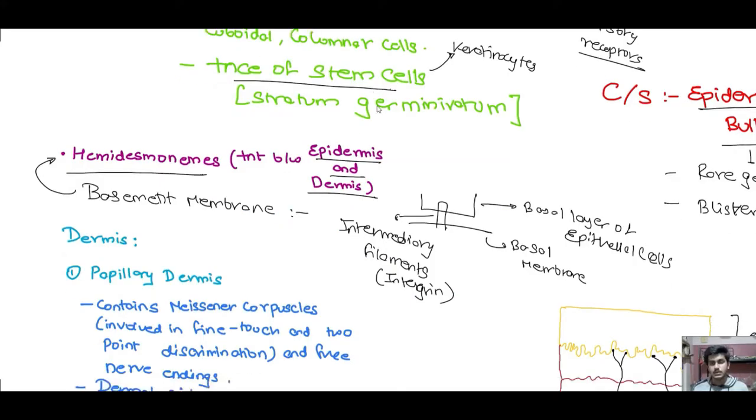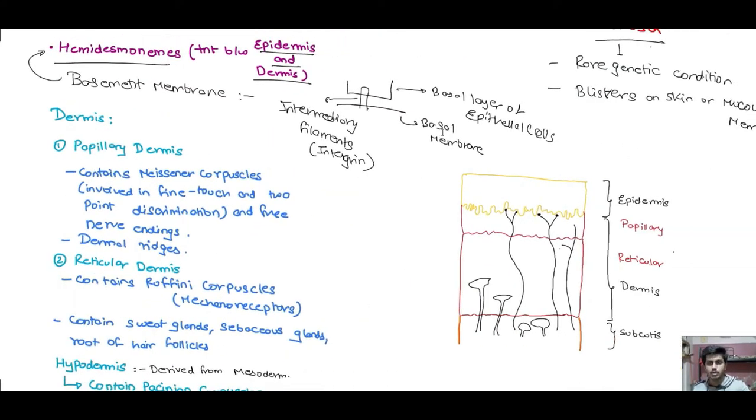The dermis, which is the part present below the epidermis. So here I have drawn a Venn diagram to understand the parts of the skin. Firstly, the outer part, the epidermis, the part below it, that is the dermis, and lastly the subcutis, that is the hypodermis. Now this dermis region, we divide into two parts, that is the upper part, the papillary dermis, and the lower part, that is the reticular dermis.